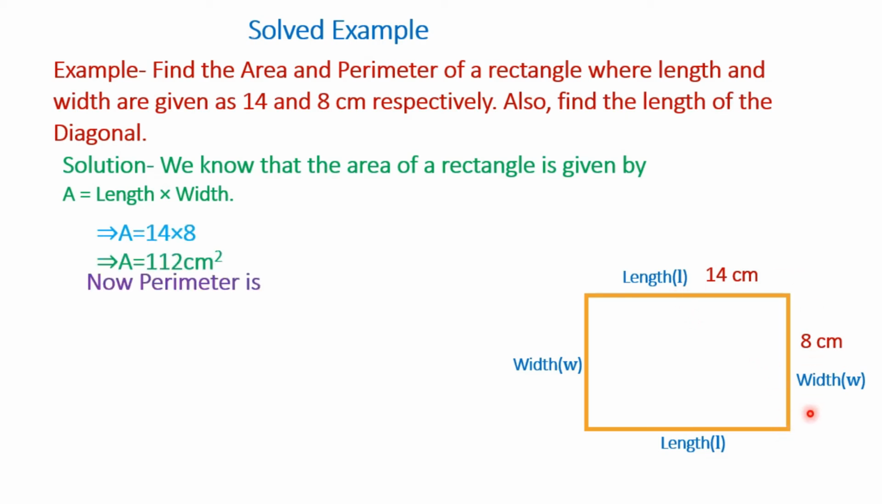Now, perimeter is given by P is equal to 2 into length plus width. P is equal to 2 into 14 plus 8. Therefore, P is equal to 44 cm.